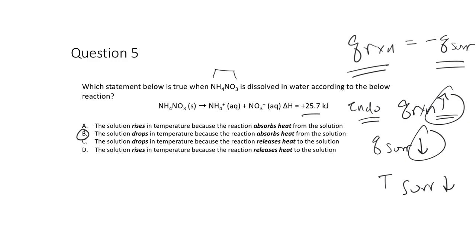So remember, the temperature is dropping not because of the reaction absorbing heat directly. Like when we put the thermometer on, the reaction is not being touched. The surroundings is being touched. So the thermometer is part of the surroundings. The solution is the surroundings. The surroundings are dropping in temperature because their heat has been lost by the reaction that took place.